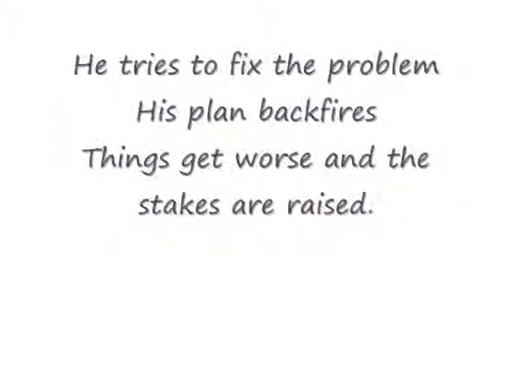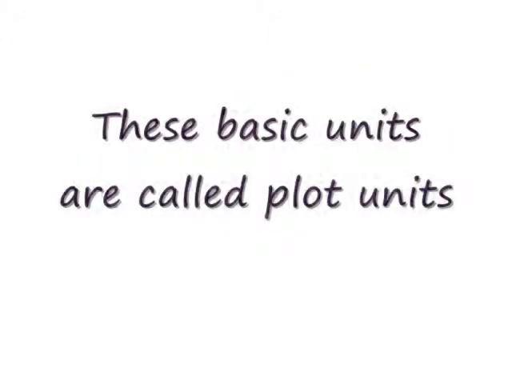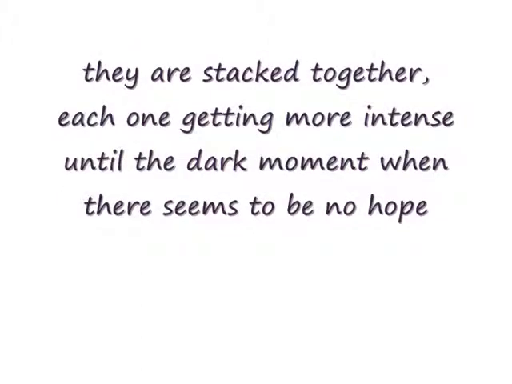He tries to fix the problem. His plan backfires. Things get worse and the stakes are raised. He tries again to fix the problem. His plan backfires. Things get worse and the stakes are raised again. He tries again to fix the problem. His plan backfires. Things get worse and the stakes are raised again. These basic units are called plot units. They're stacked together, each one getting more intense until the dark moment when there seems to be no hope.